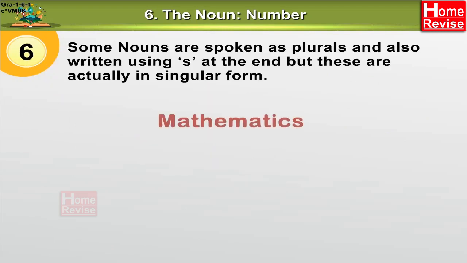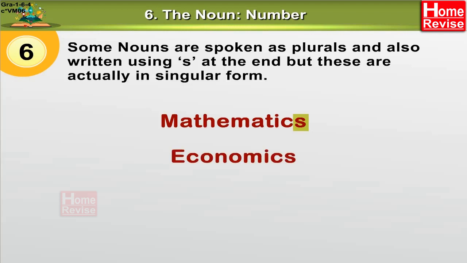Sixth, some nouns are spoken as plurals and also written using S at the end, but these are actually in singular form. Confusing, but yet again, by and by with practice, you'll get the words. Now, which are these words? A little patience, I'm just telling you. Well, words like economics, physics. Now, physics is one subject but spoken as plural and ends with an S.